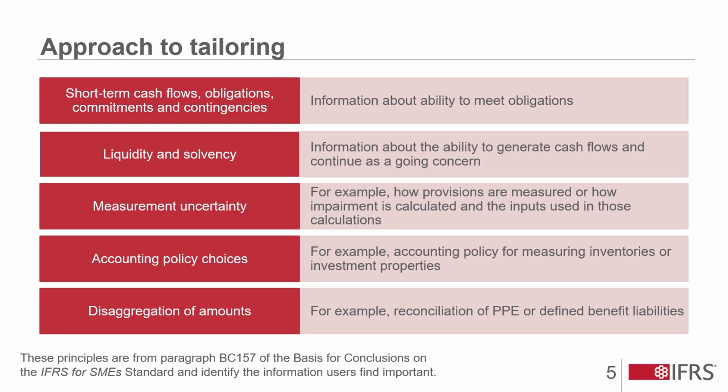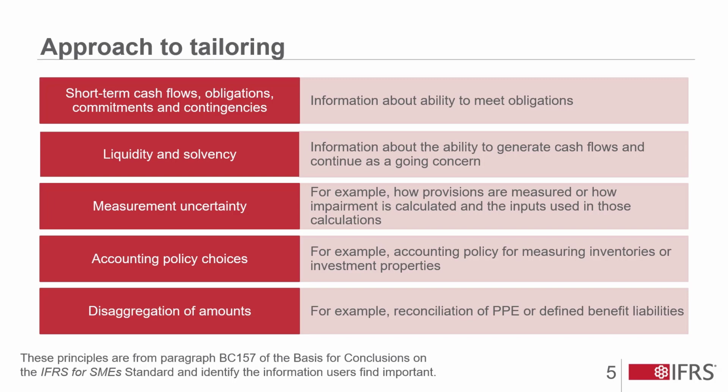Information on short-term cash flows, obligations, and commitments, as this provides information on the ability of a company to meet its obligation. Information on liquidity and solvency, which informs users on the entity's ability to generate cash flows and continue as a going concern. Information on measurement uncertainties, for example, how provisions are measured or how impairment is calculated, and the inputs used in those calculations.